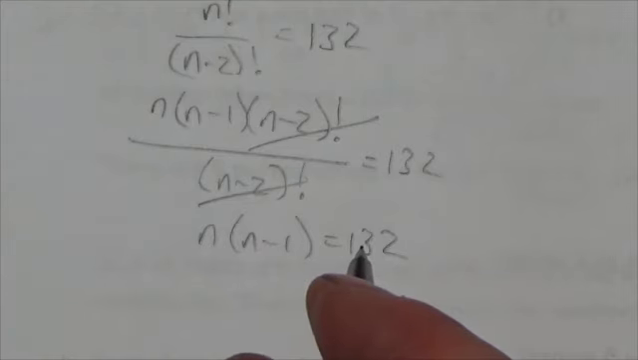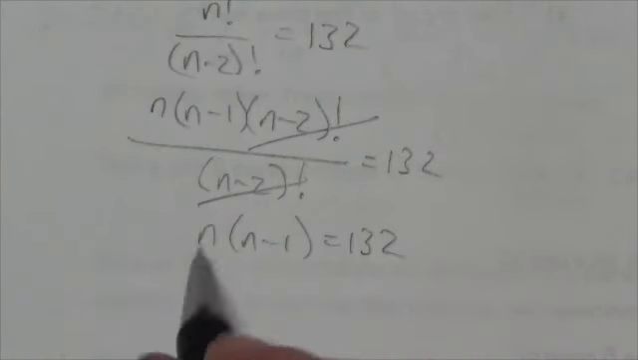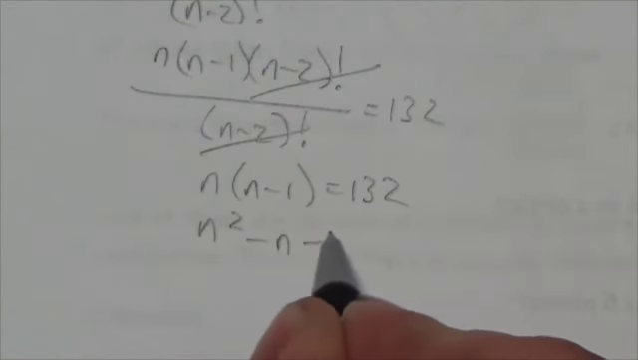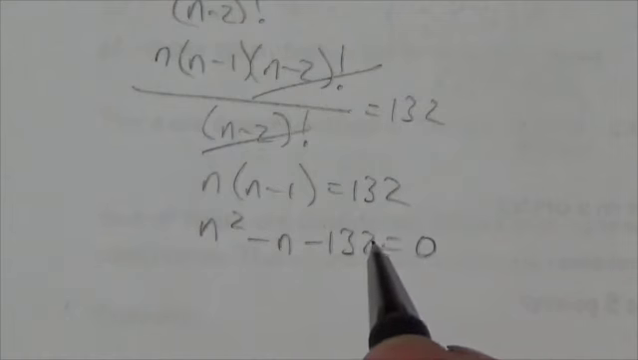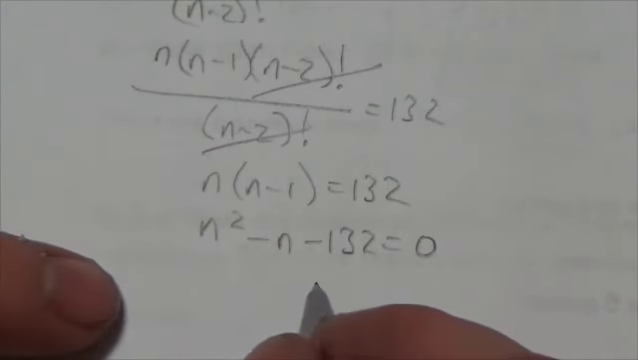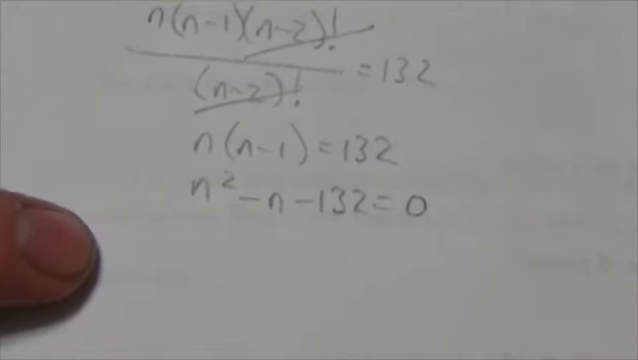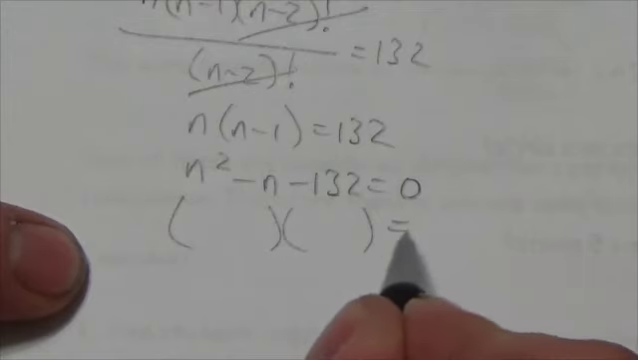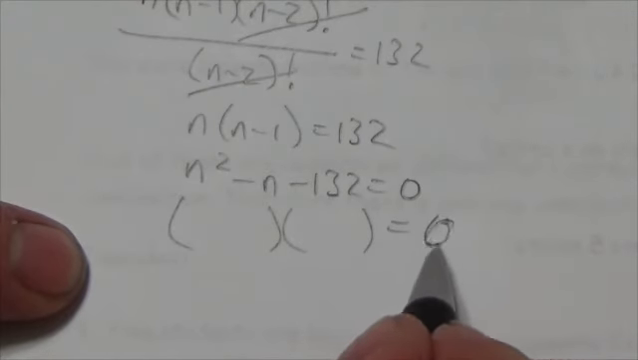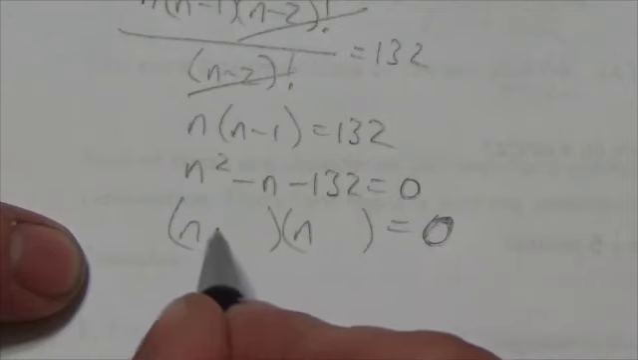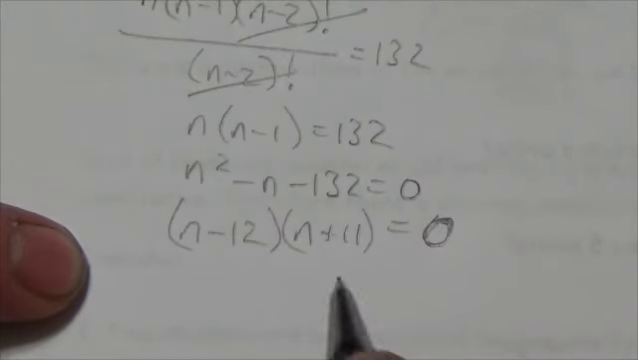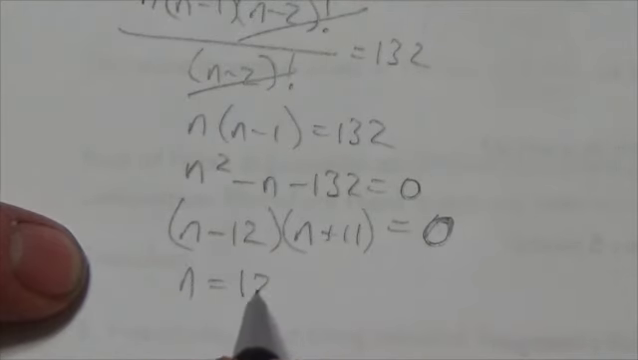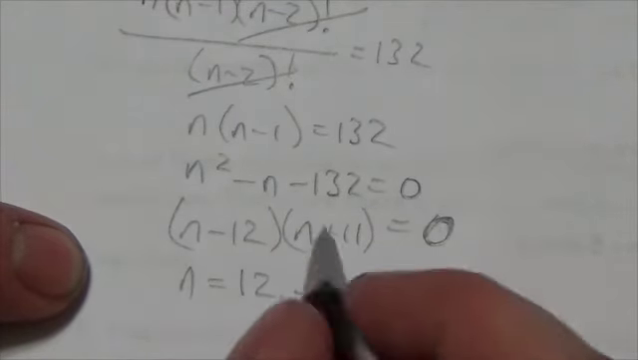Okay, so now what we want to do here is, this is a quadratic, so we're going to expand that out. So we'll get n squared minus n minus 132 is equal to 0. Okay, now we got to factor that. So let's think here. What are my factors of 132 that differ by 1? Oh, and the answer is minus 12 and then plus 11. So n minus 12 and n plus 11. So my answer here is going to be that n is either equal to 12, or negative 11.